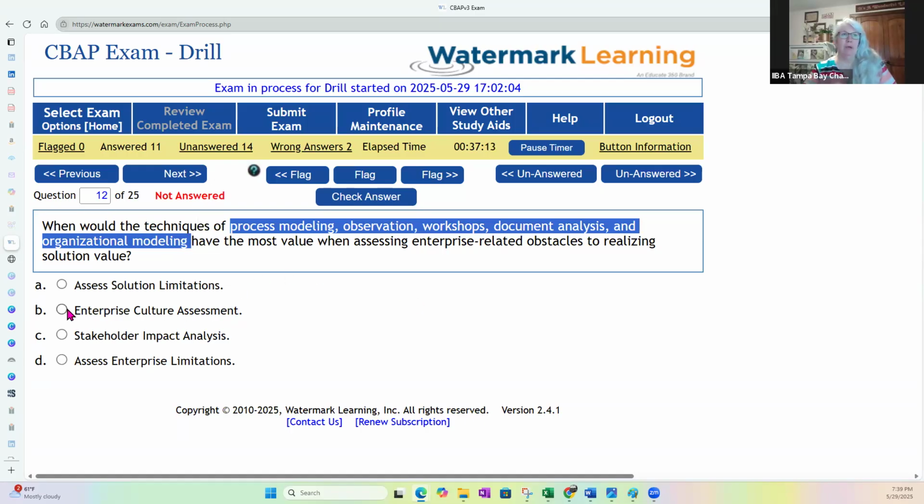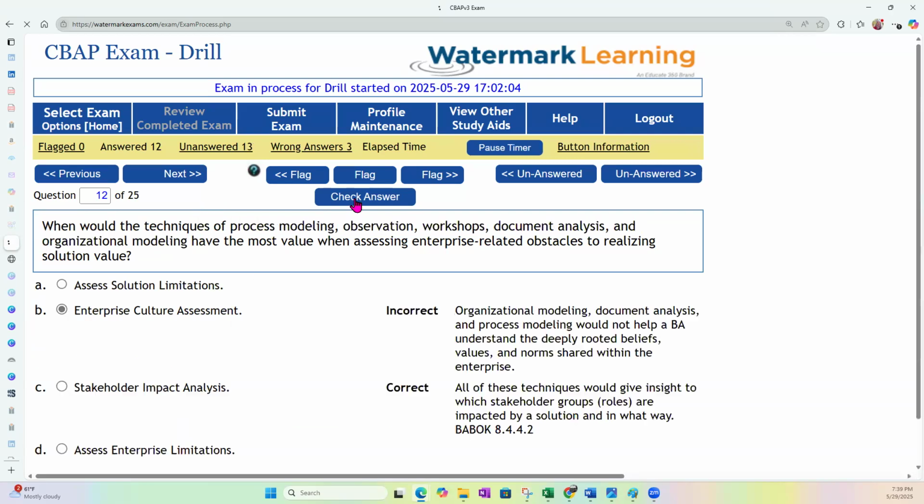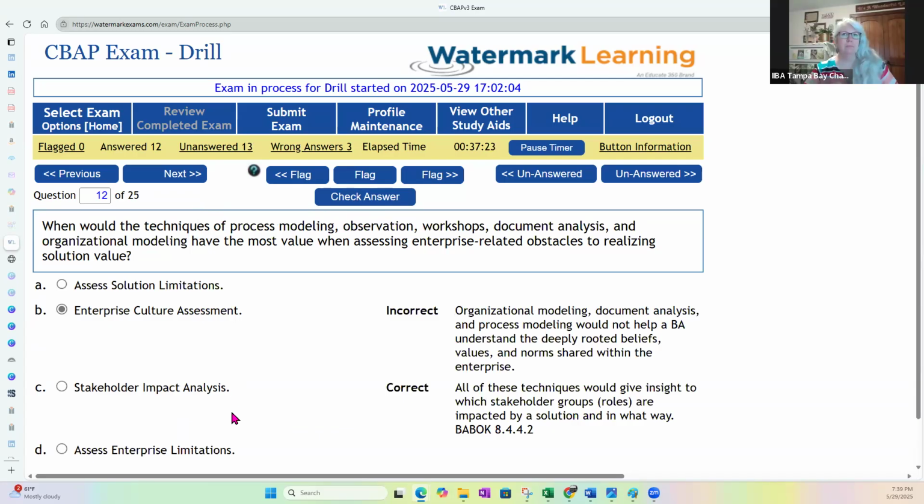Would it be, well, look at this. I didn't even look at the answers. Sorry, guys. I got it wrong. I can't believe it. Okay, these techniques would give insight into which stakeholder groups or roles are impacted by a solution in what way. So here's why I got it wrong. I looked at this and identified the task. That wasn't what it was asking. It was asking, how would it help to realize solution value, which would be the stakeholder impact analysis.